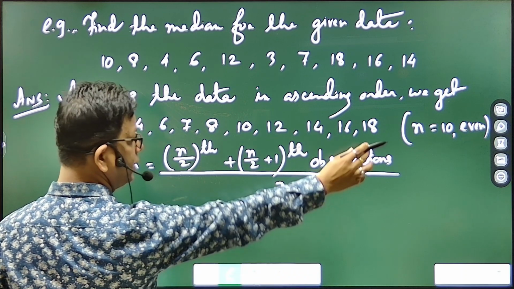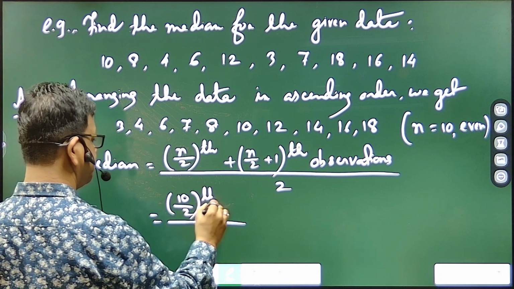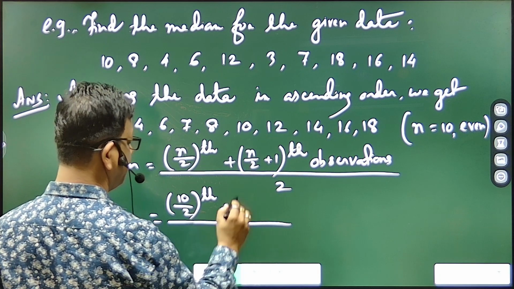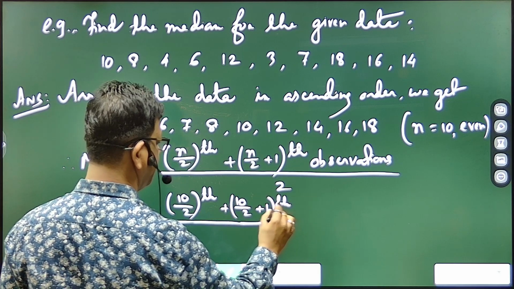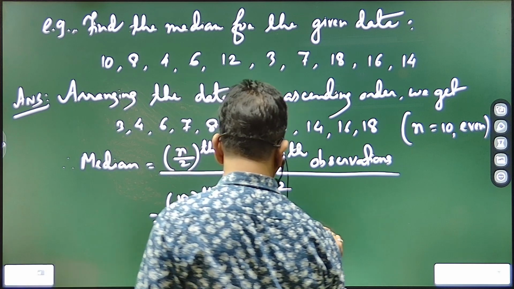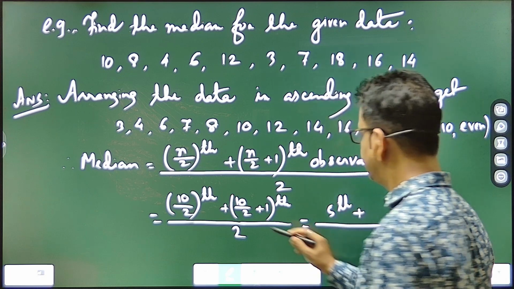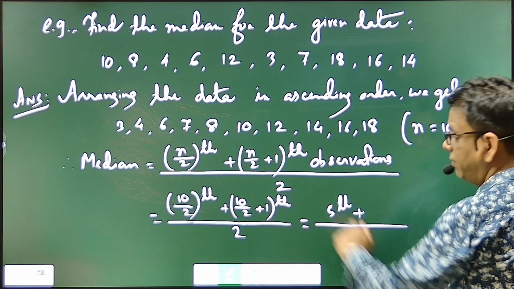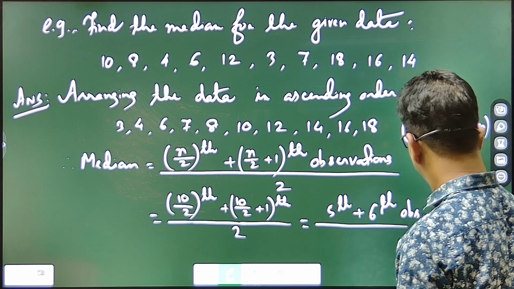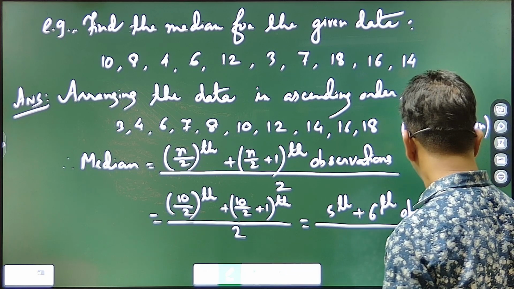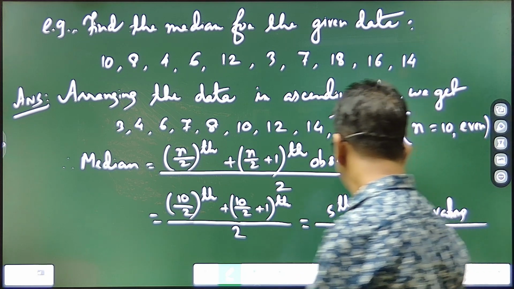So n by 2 means n is 10, so it is 10 by 2, this observation, plus n by 2 plus 1, that is 10 by 2 plus 1, this observation, divided by 2. Now 10 by 2 is 5, so fifth, plus 5 plus 1, sixth observation, whole divided by 2. So this is now done.